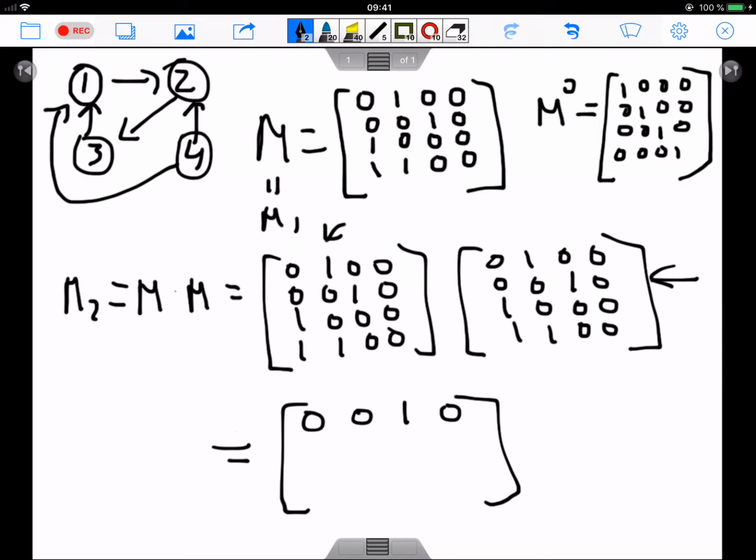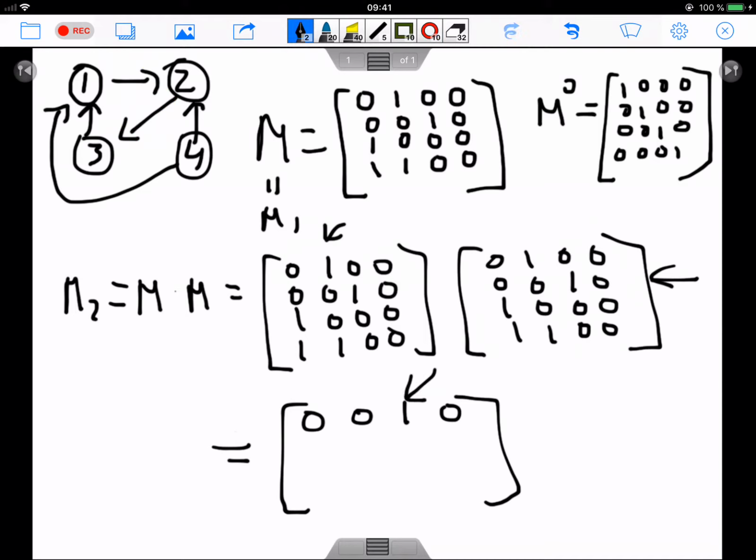This is consistent with the interpretation that we gave to the square of the adjacency matrix, because it's going to give us the paths of length 2 that start in 1, and the only path of length 2 that starts in 1 is this one that uses this edge and this edge. So it goes from 1 to 3, and that is exactly what we get here in this position.